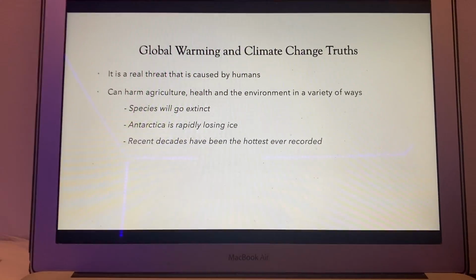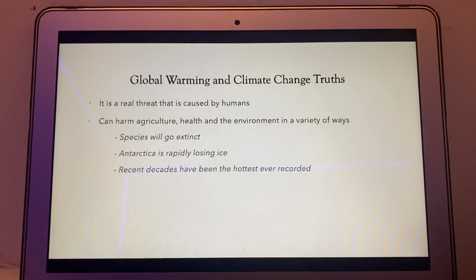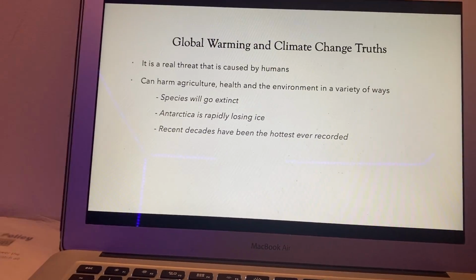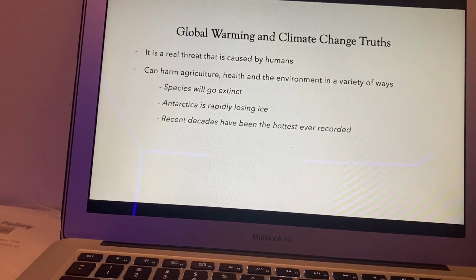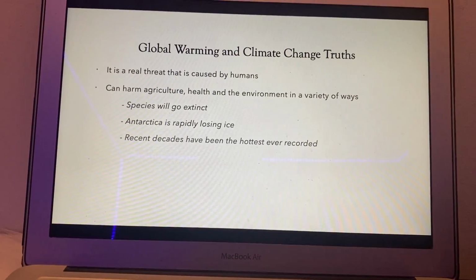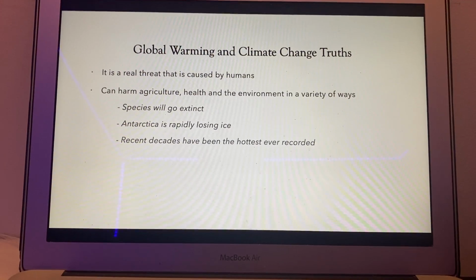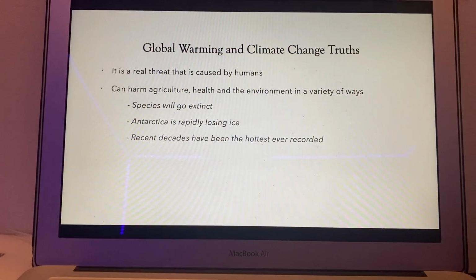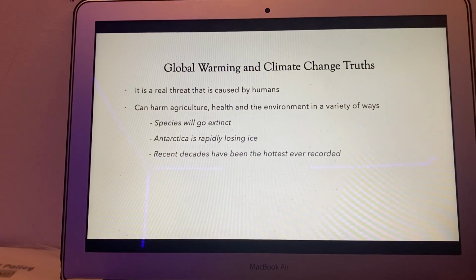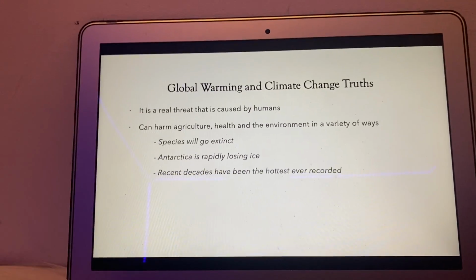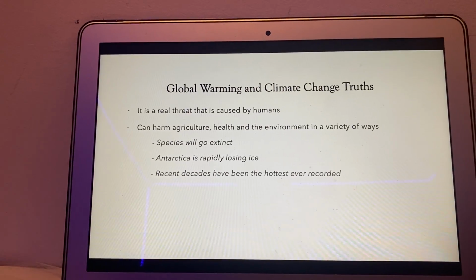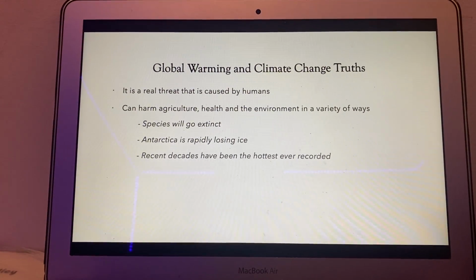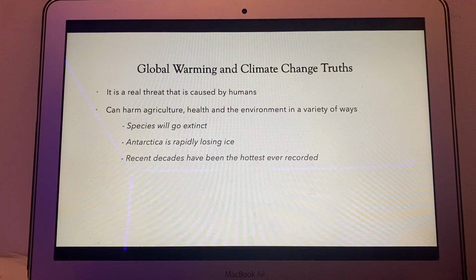I think about 97% of scientists today believe that global warming is a result of human activity. Like I said, the combustion of fossil fuels has led to increases of CO2 in the atmosphere. The effects of climate change are apparent. It will harm agriculture, health, the environment. Species will go extinct. The Antarctic is already rapidly losing ice. And even though people may say that, no, it's not true, temperatures have not been rising, scientific evidence shows that in recent decades, temperatures have been the highest they have ever been. So global warming is real, climate change is real, and it is a major concern.